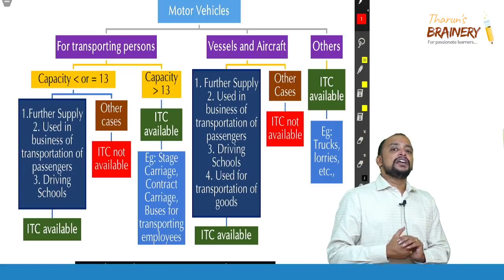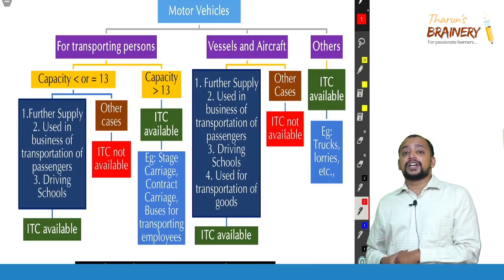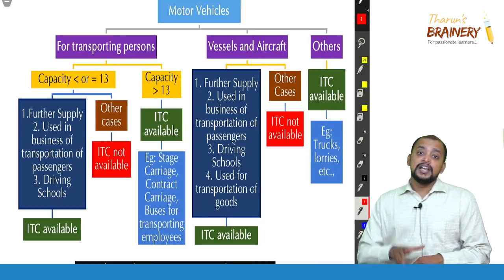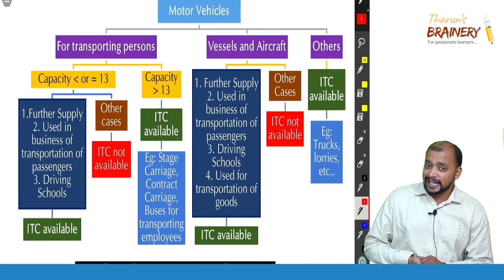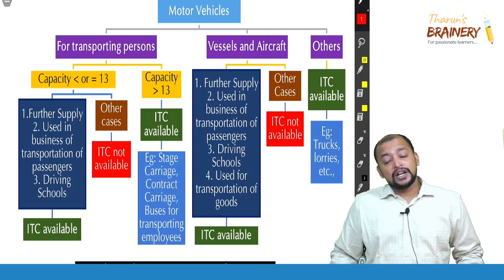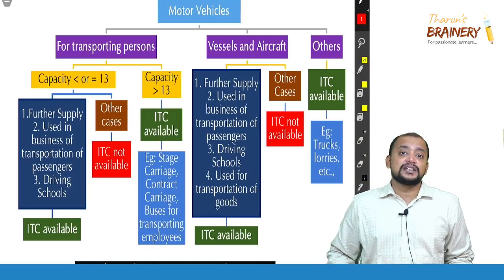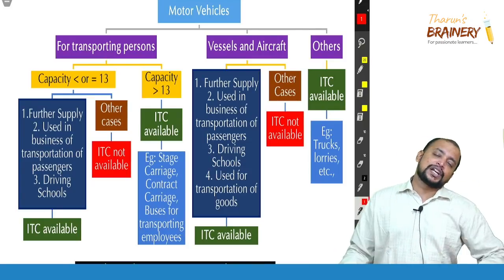For example, Indigo Airlines purchased an aircraft. Can they take ITC? Yes, because they are using it in the business of transportation of passengers. Reliance Industries Limited purchased an aircraft for transportation of its directors. They cannot take ITC because it is not in the business of transportation of passengers. Now the same Reliance company purchased an aircraft for transporting goods. So it is for their own purpose, and then also they can take ITC.